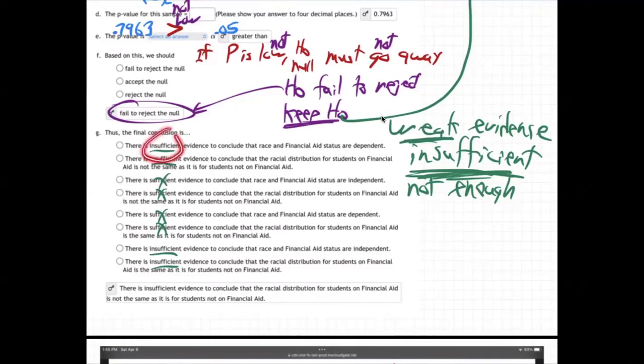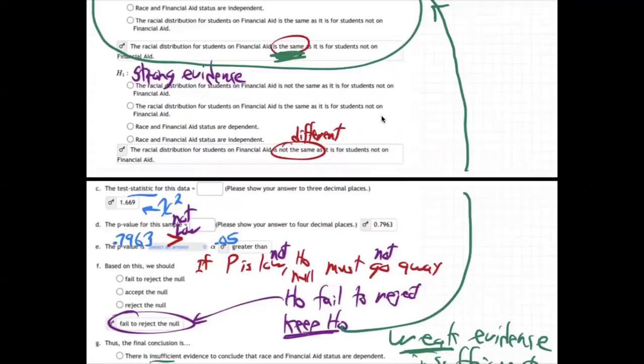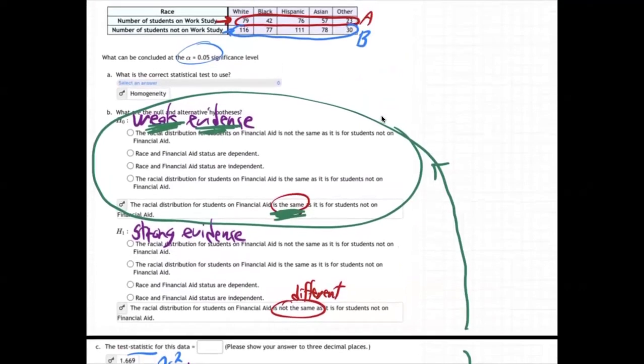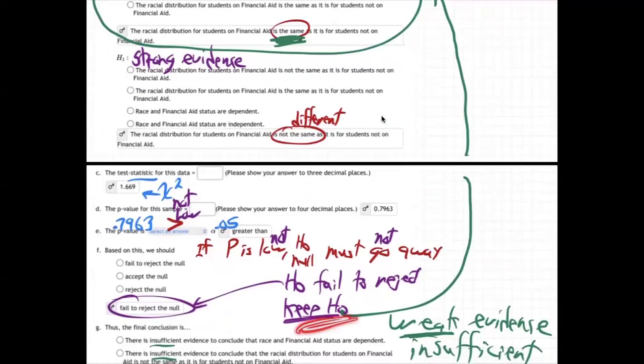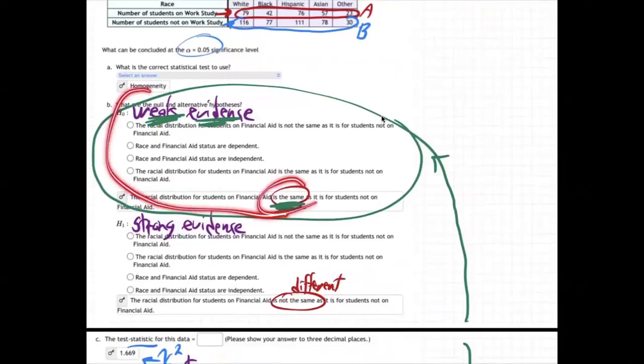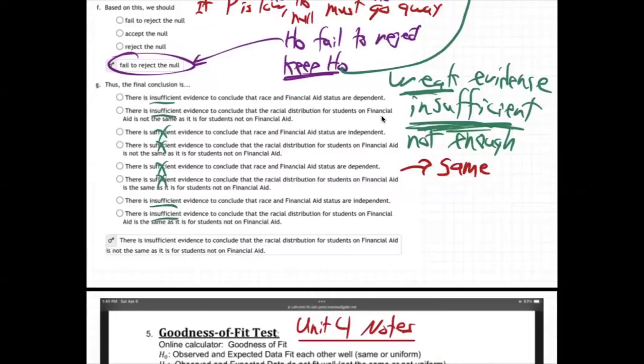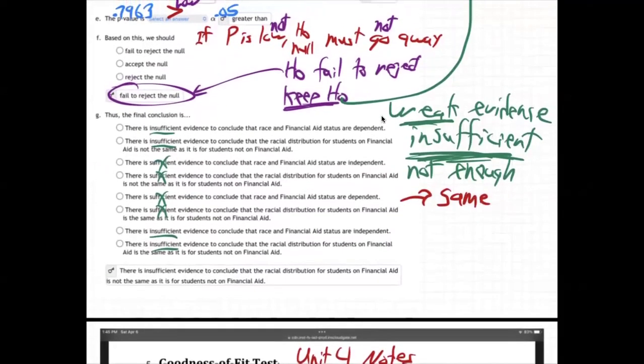So it's one of these four insufficient ones. How do you know which one? Well, remember, it's insufficient. And then we also said it was same. They're the same as each other, right? Because that was our H0. H0 said same. Remember we said keep H0 right here. Come back up. What does H0 say? They're the same. Okay, so we're looking for insufficient and same. Now that can really be confusing because you might say, okay, insufficient, dependent. No. Insufficient, not the same. Yeah, that's actually our answer.